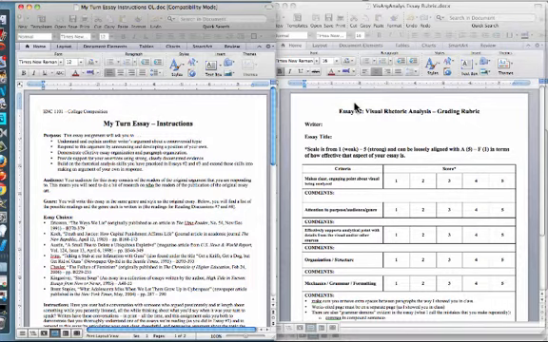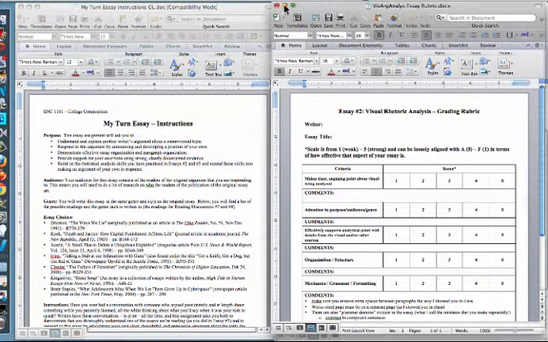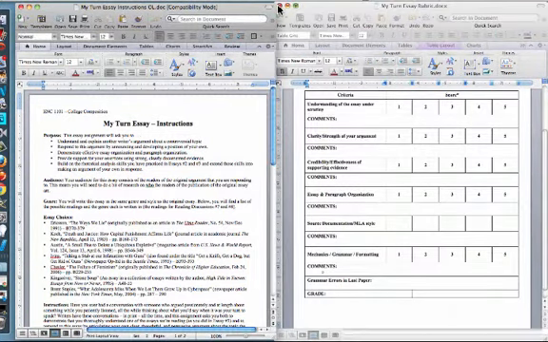I just wanted to give you just a little bit more instruction on the My Turn essay based on the problems that I saw with the rhetorical analysis. So I'm going to walk through the assignment sheet and highlight the things that you need to be paying attention to.